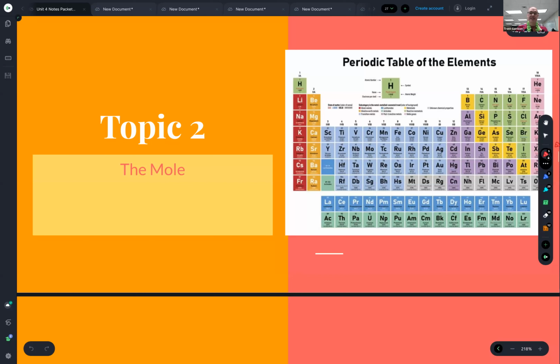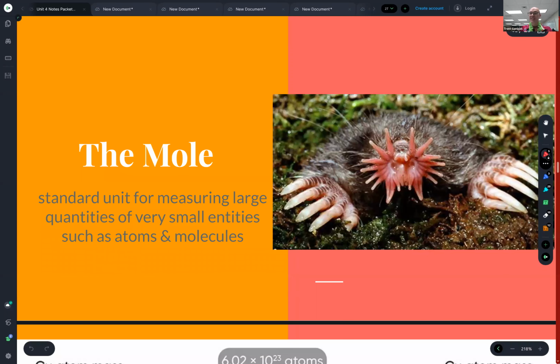All right, the mole. What is it? It is not a furry creature. It is a standard unit. It's just like a dozen, a decade, a century, a millennium. It's a value for some number that has been scientifically measured.